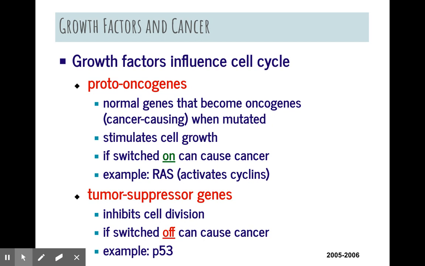The other gene we all have is known as a tumor suppressor gene. And what this does is it inhibits or stops cell division. If it's switched off, it could cause cancer. Our example here is P53. If P53 is not functioning, like we said, it doesn't recognize damaged DNA. If damaged DNA is allowed to duplicate, then it can cause mutations, which can then cause cancer.